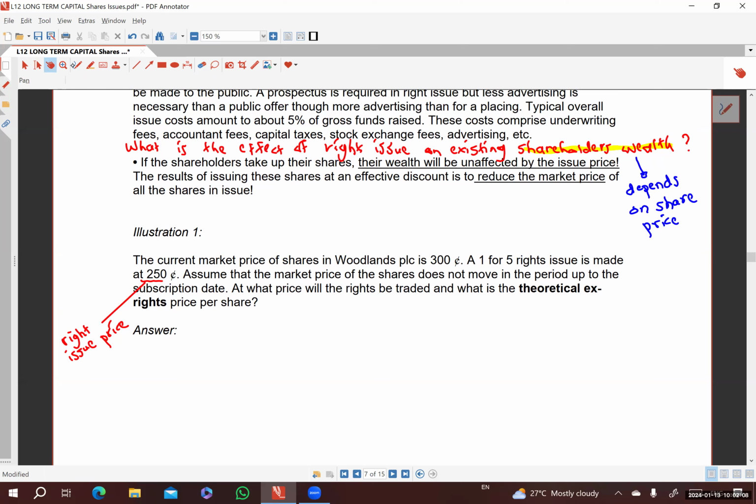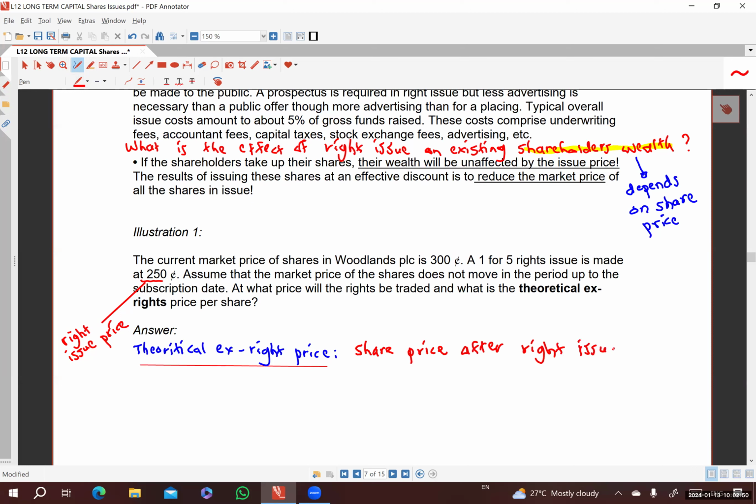To answer this question, first, there are two values we need to compute. The first one is the theoretical ex-rights price. Ex means after. So this is the share price after the rights issue. In theory, of course, so it's called theoretical, because the actual market price depends on market supply and demand. You cannot calculate that. So what we calculate is just in theory, it should be like this. The actual price may be different because of supply and demand.